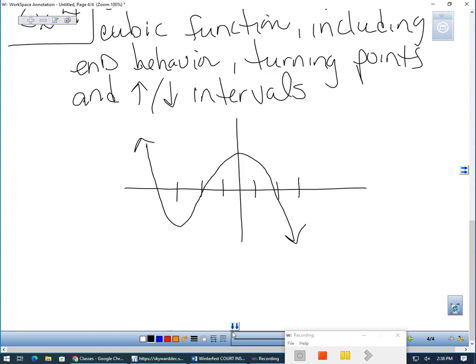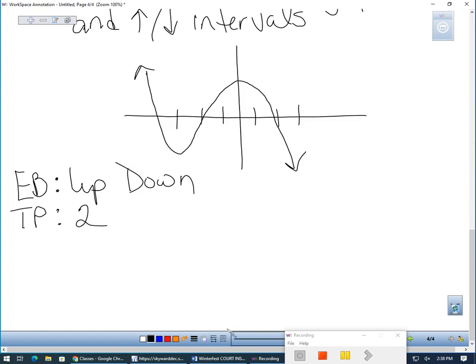All right, so here is my cubic function. First of all, what is our end behavior? Up, down. I agree. Up, down. Okay? How many times does this turn? Turns twice. So we just have 2 for our turning point. Now we've got to decide on our intervals of increasing and decreasing.